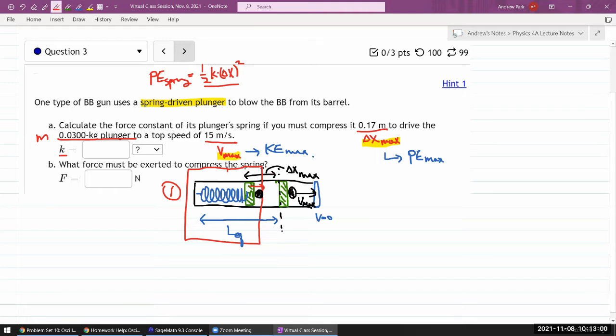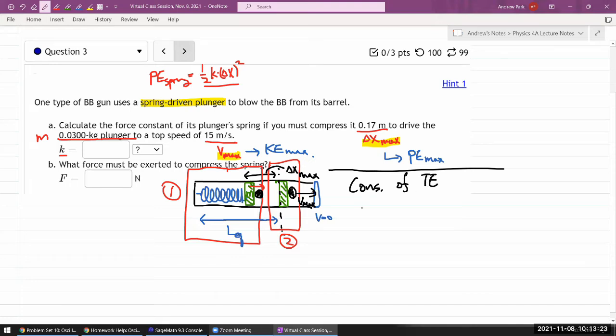We will call this point my snapshot number two, where the plunger is moving at its maximum speed, and from snapshot one to two, energy is conserved. So I'm going to start out with this expression of conservation of total energy, meaning mechanical energy, which is the sum of the potential energy and the kinetic energy at point one. I know some of these values will be zero. I just want to write it down so that I don't forget and I build a good habit.